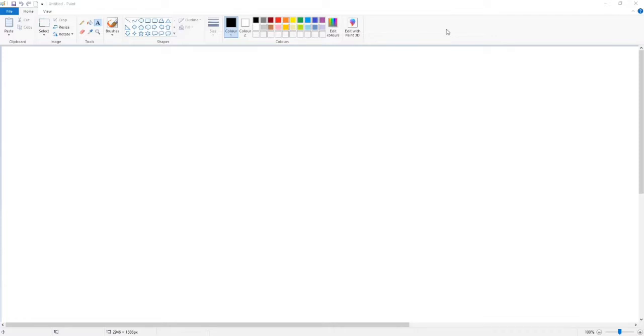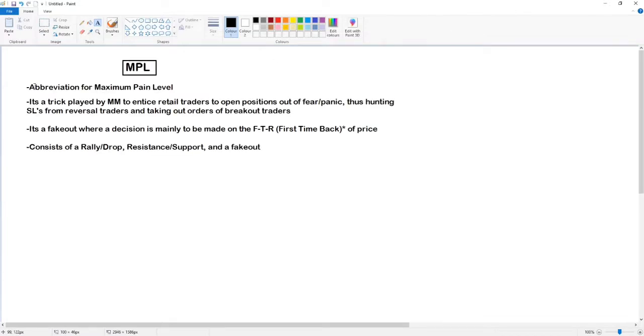We're going to be talking about MPL as well as Quasimodo. Let's start by defining the maximum pain level, right? It's a trick played by market makers to entice retail traders into opening positions out of fear or panic. Thus hunting stop losses from reversal traders and taking out orders from breakout traders, right? It's also a fake out where decision is mainly to be made on the FTR price. It mainly consists of a rally drop, support, resistance, and a fake out.